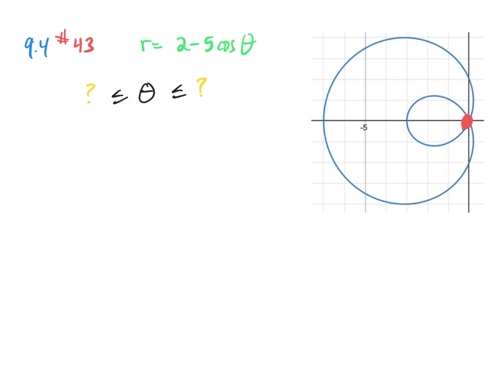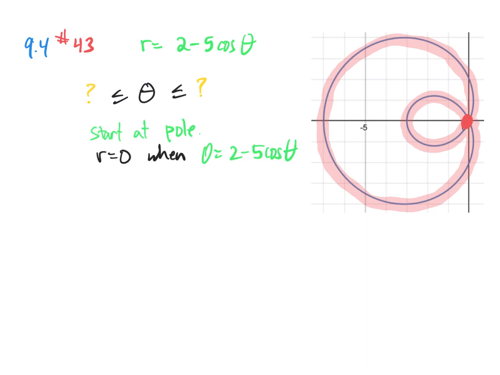Start moving along the curve. Maybe go in this direction. By the time we get to the pole again, r is 0 a second time. Keep moving. We're wondering how long it takes in terms of theta to traverse this entire path. By the time we have r equals 0 a third time, we've traversed the entire path. So let's start at the pole.